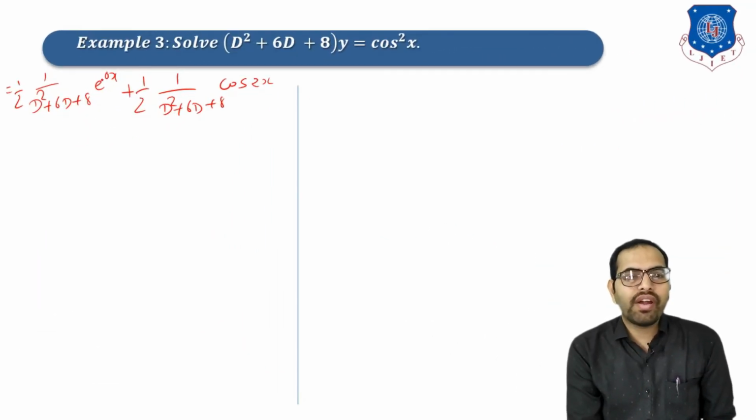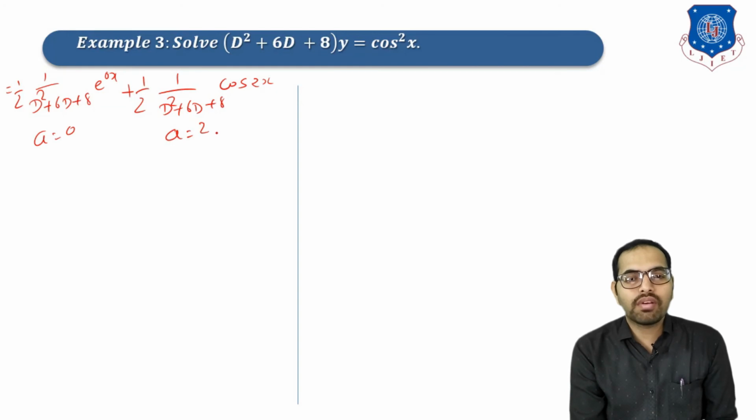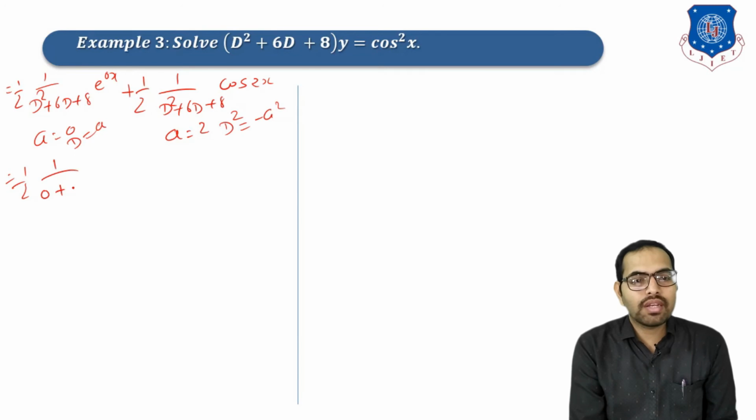Now to simplify that term, in that case we use case 1, where the value of a is equal to 0, and here the value of a is equal to 2, here we use case 2, that is replace D square equal to minus a square. Here we apply case 1, then D equal to a. Now in the first case we replace D as 0, then 0 plus 8, e raised to 0, that is 1, plus 1 by 2 kept as it is.